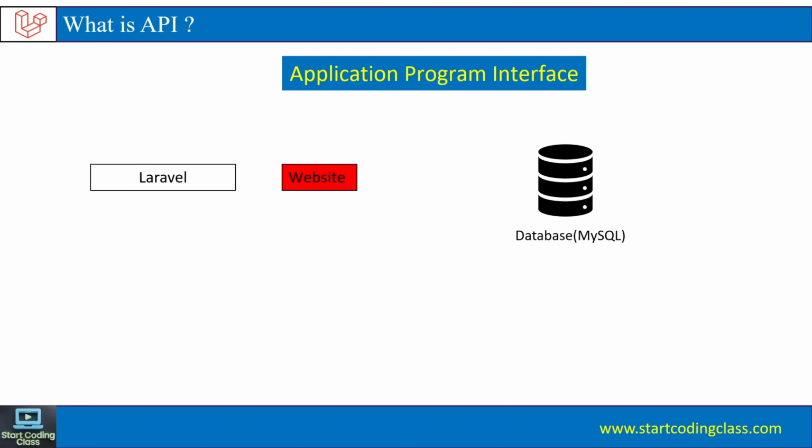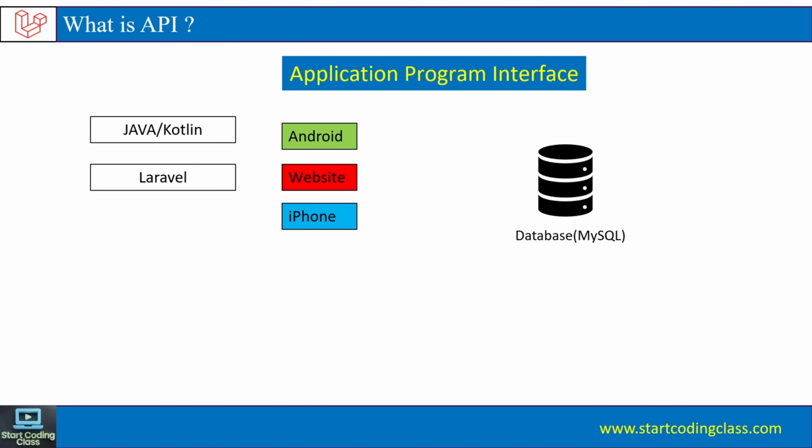If you want to communicate with the database, you need a backend language like Laravel, which is PHP, or Java, Go, and .NET, something like that. You have a website, you have an Android app, and you have an iPhone app. Android is developed in Java or Kotlin, and iPhone is in the Swift language. So these languages can't communicate with a database directly. So we need an API.